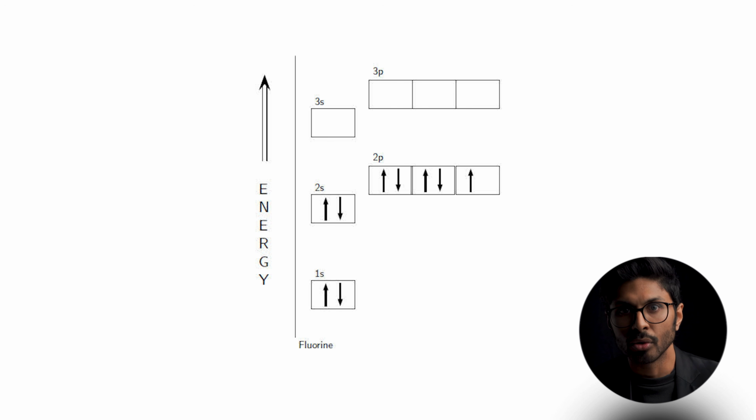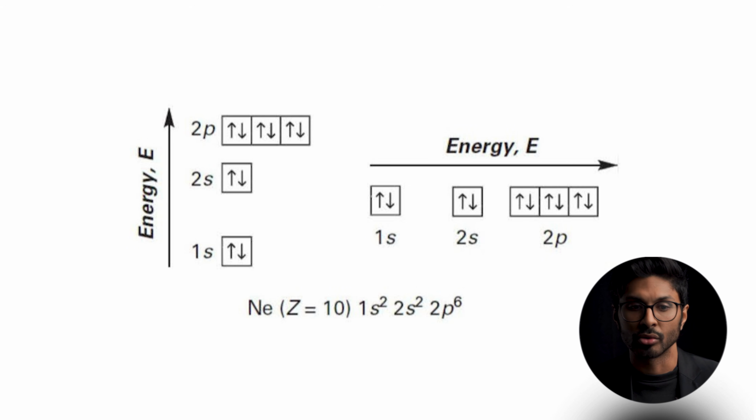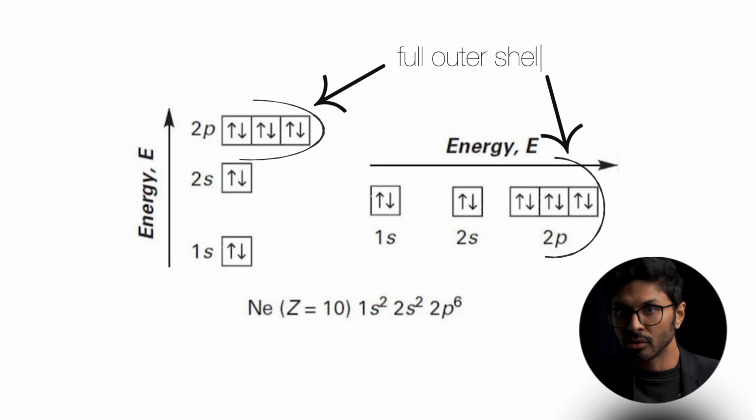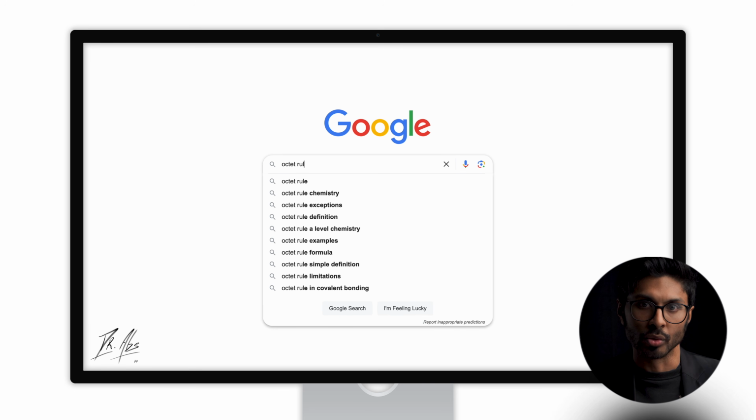Now, fluorine has 9 electrons and fills up those 2p orbitals a bit more, and neon with 10 electrons fills all the 2p orbitals completely. Once they're full, the atoms are stable. This is the reason why neon is so unreactive. It has a full outer shell of electrons. And this stability is from something called the octet rule.